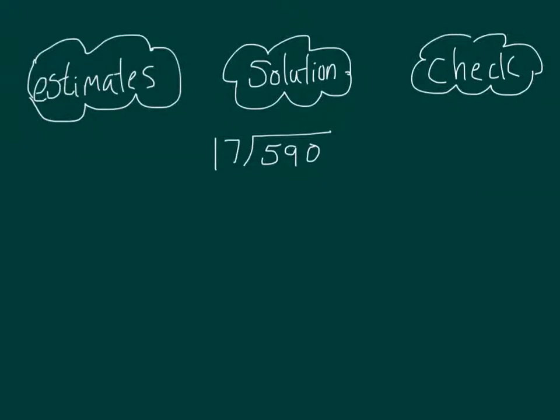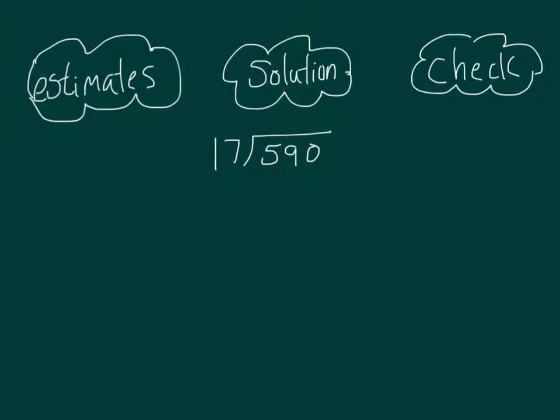All right, mathematicians, let's look at this equation. We've got 590 divided by 17. Now, it's a little challenging looking at it like it is. I think we're going to estimate.